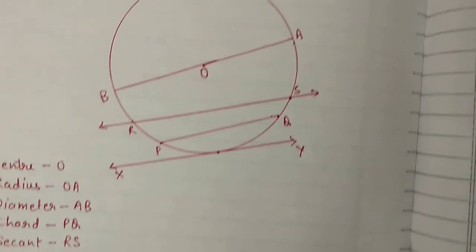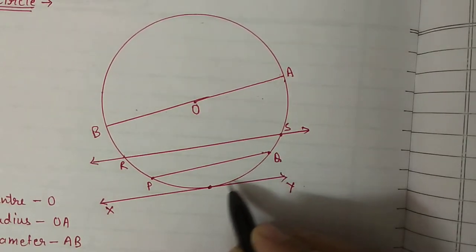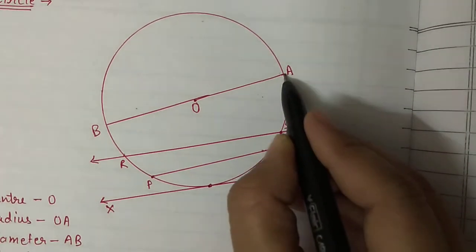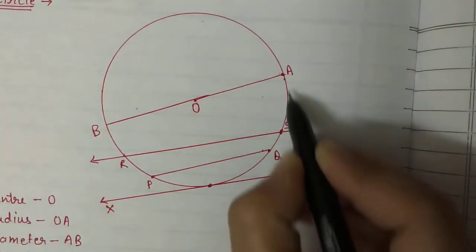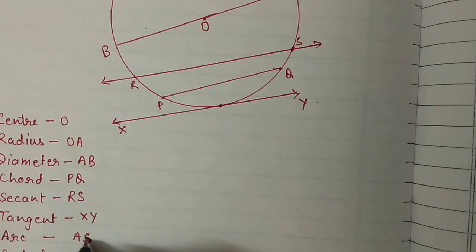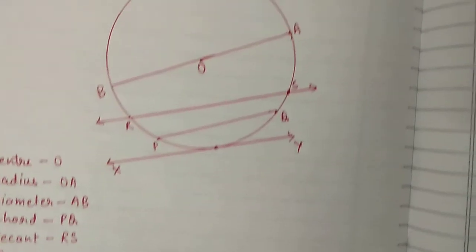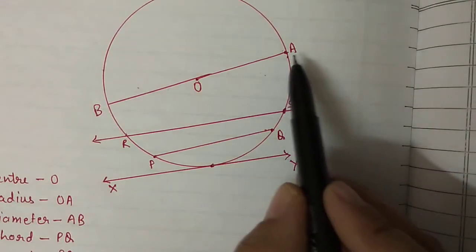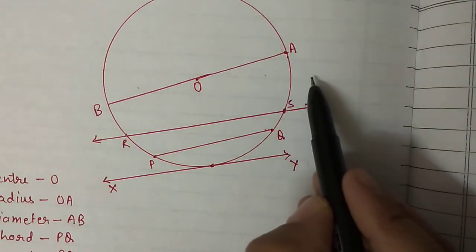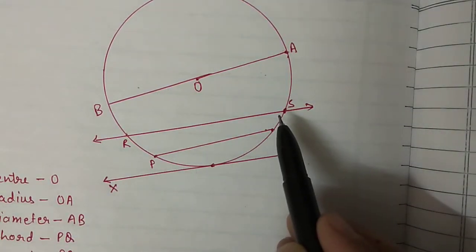Next thing is the arc. An arc is a part of this circle between any 2 points. Suppose we have taken from this point to this point, this is one arc. Or from A to S, A to S is an arc, any part of this circle. The bigger one we will call the major arc and the smaller part we will call the minor arc. So if we think about this A to S, this side is the minor arc and this bigger part will be the major arc.